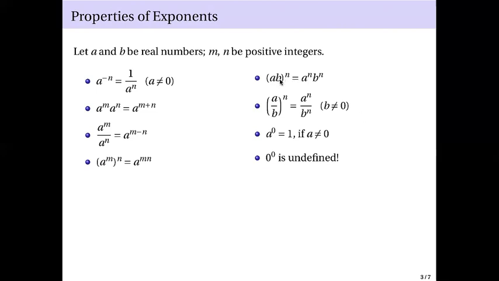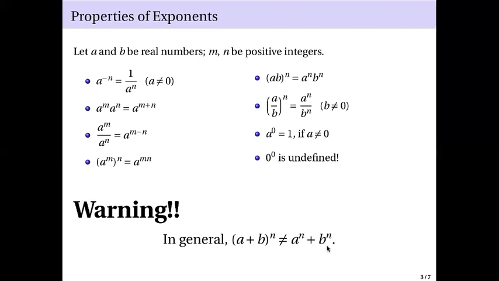Now, take note that you can distribute the exponent n over the product. So a times b raised to n is a to the n, b to the n. However, we don't have this: we don't distribute the exponent over the sum. So a plus b to the n is not the same as a to the n plus b to the n.